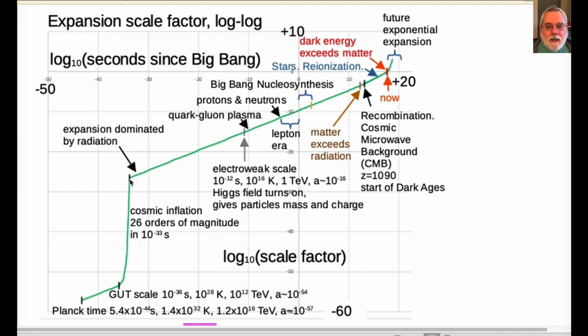Some authors use the end of reheating after cosmic inflation as their Big Bang time, rather than the time before cosmic inflation or before the Planck time. And some other authors use recombination and last scattering as their Big Bang time.